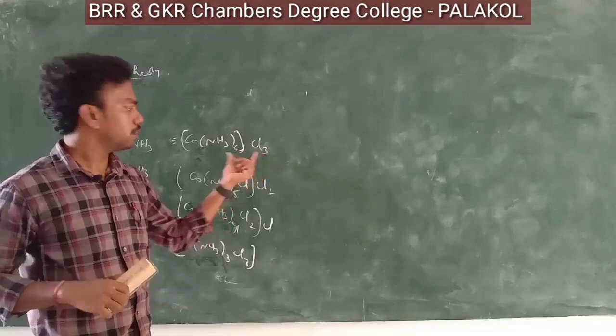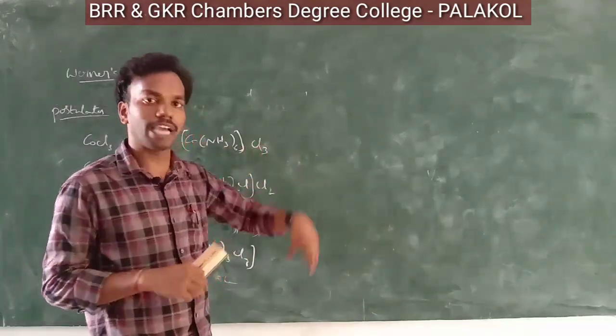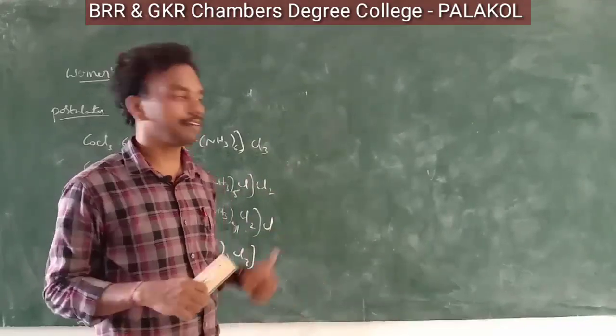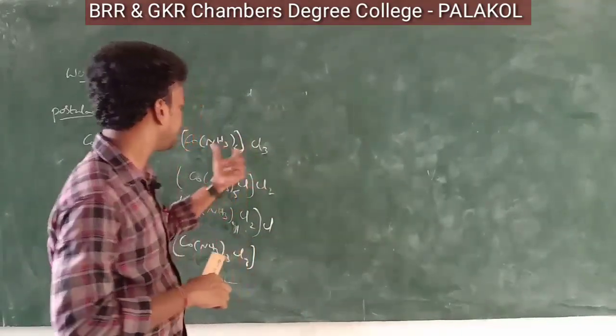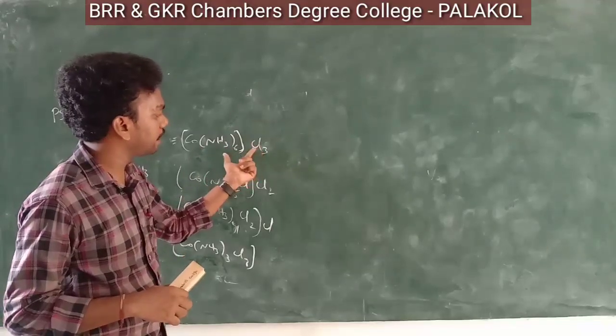This part will ionize. So in aqueous solution, what is the number of ions? When this complex dissolves in aqueous solution, how many ions does this complex give? Just ionize it. This can be ionized as [Co(NH3)6] and 3 Cl. So this is ionized here.